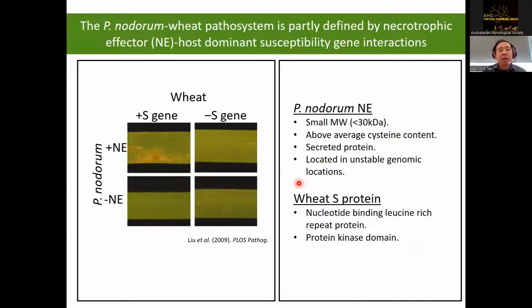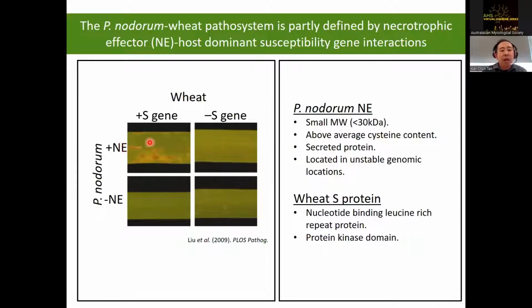Now, the Stagonospora wheat pathogen system itself is partly defined by these necrotrophic effector-host gene interactions. It's not hugely complicated to explain. Let's just say the pathogen possesses a particular necrotrophic effector and secretes it out. These effectors are essentially small molecular mass, and they tend to have above-average cysteine contents for stability purposes as well as folding.